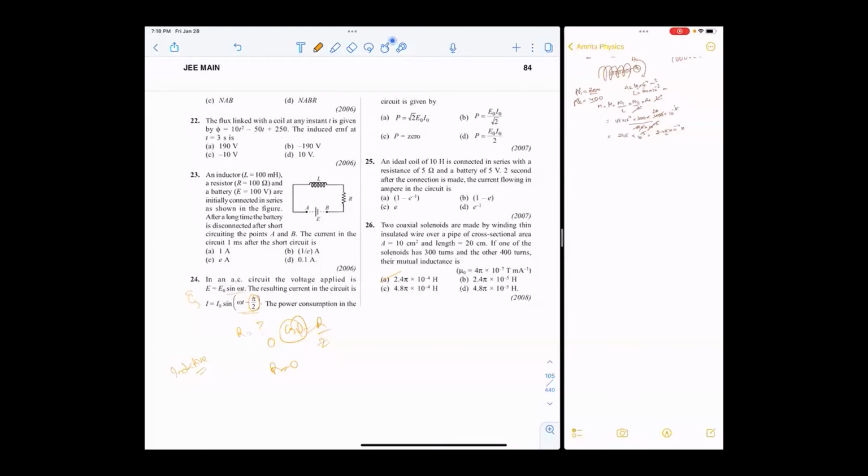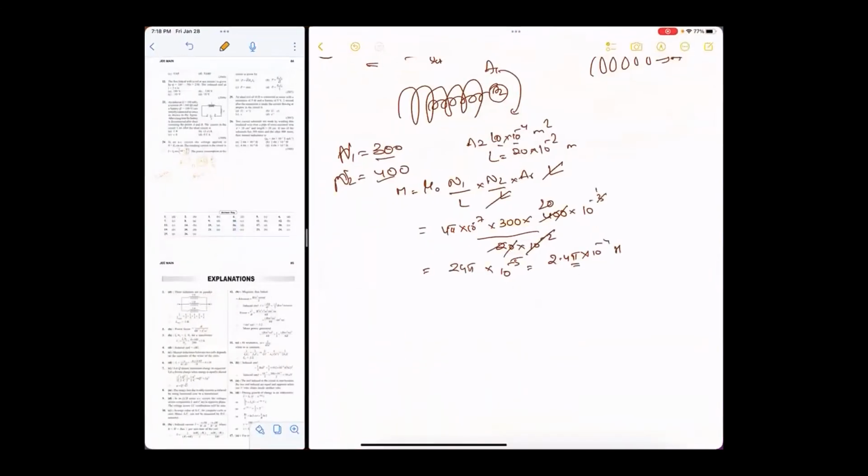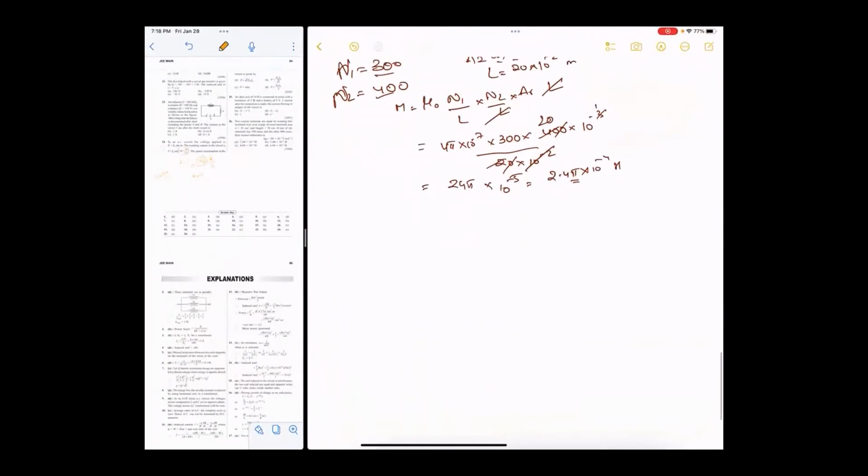25th. An ideal coil of 10 Henry is connected in series with a resistance of 5 ohms and a battery of 5 volts. 2 seconds after the connection is made, the current flowing in the circuit is how many amperes? Okay, good question. There is an inductor, question number 25. Inductor coil, 10 Henry. There is a resistance, 5 ohms. There is a voltage, a battery, just a DC battery, 5 volts. It is a growth circuit, not a decay circuit, if you remember. So current I will start with 0 because the inductor is the one which is stopping it.